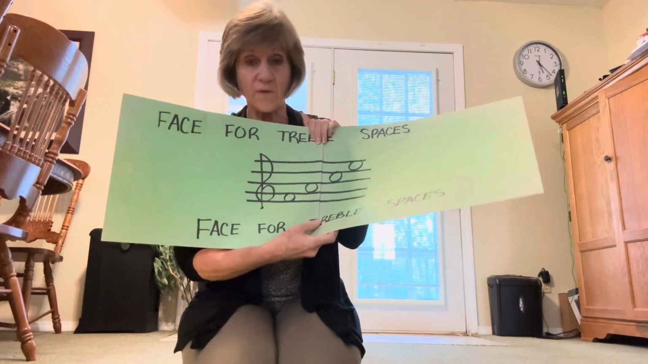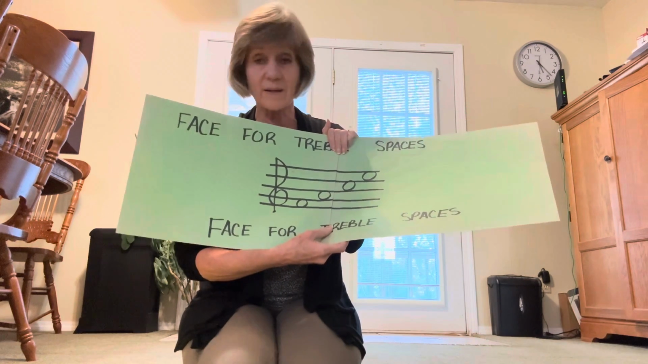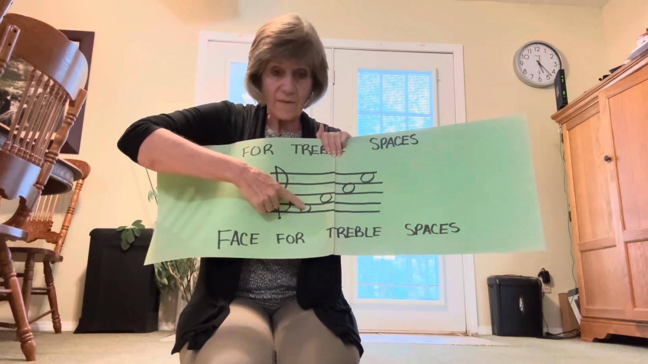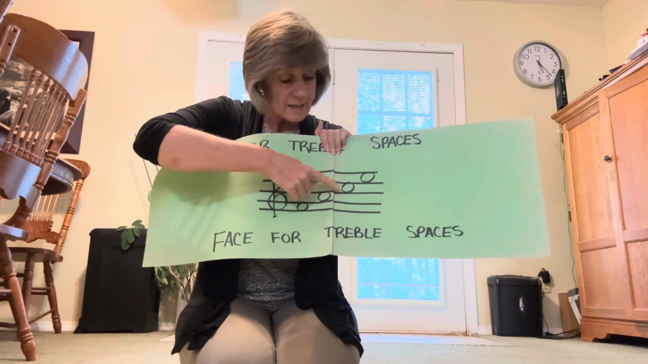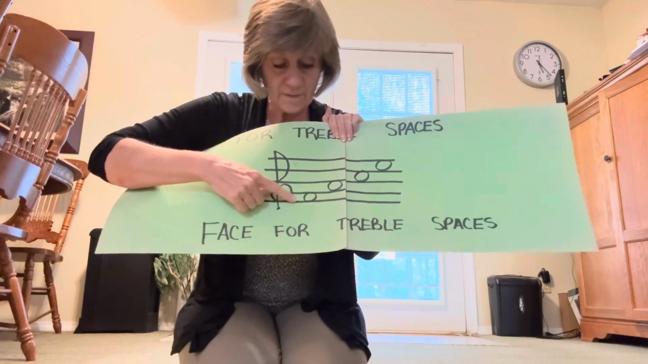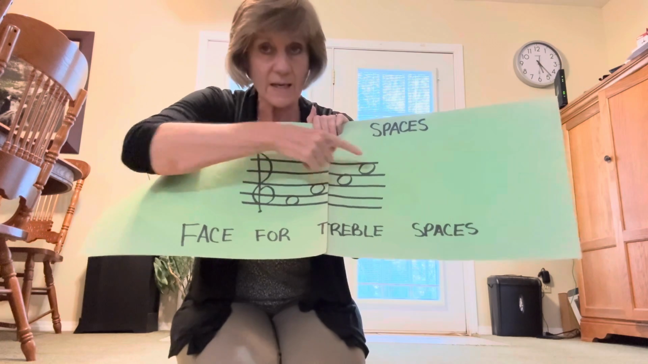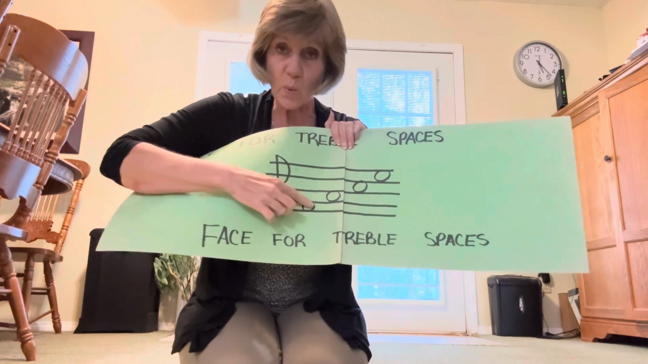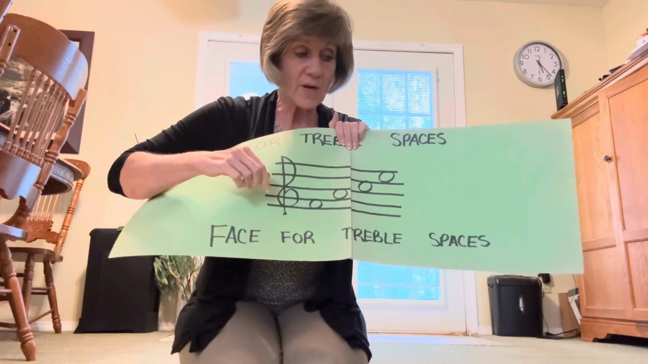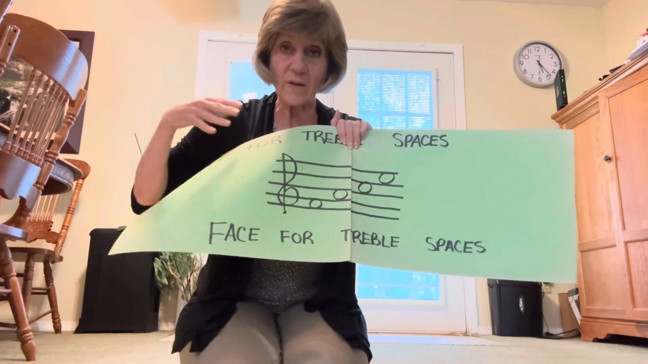You always have to go from the bottom to the top or you will not get anything right except for B for boy. So we have F, A, C, E. F, A, C, E. And notice that the notes are in between the lines, so that's in the spaces. The other notes have the line going through them.